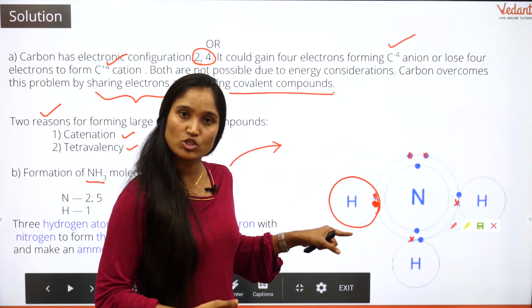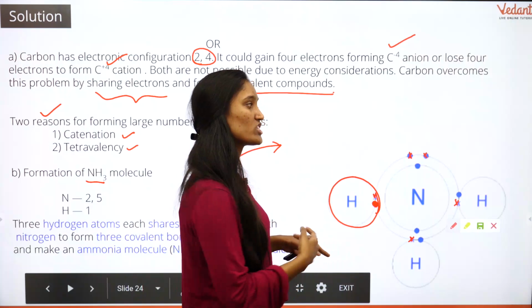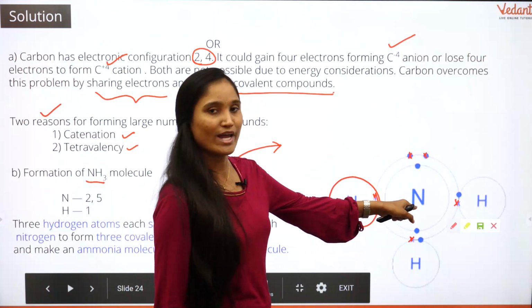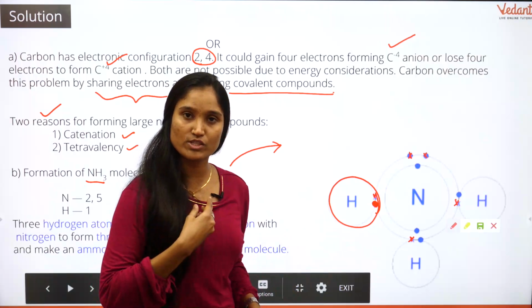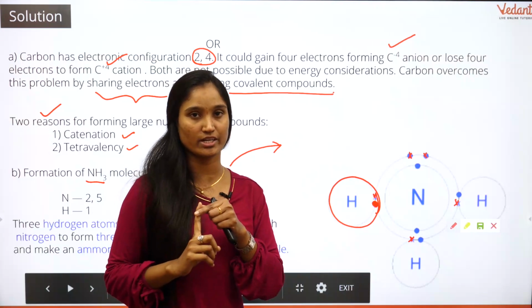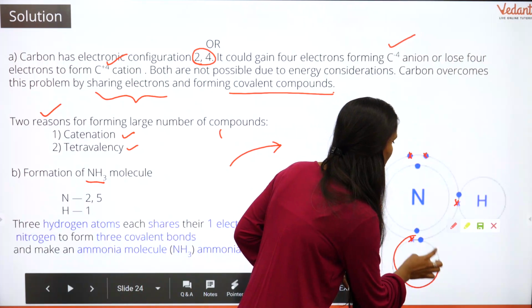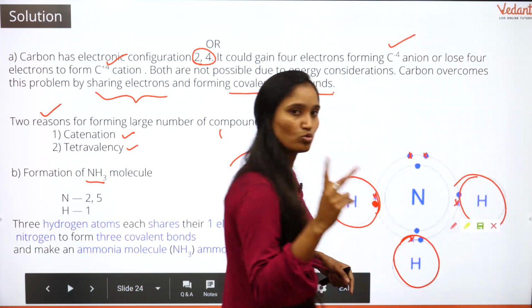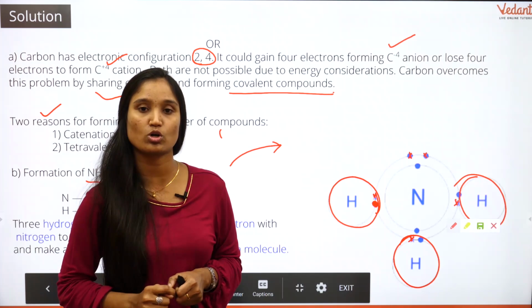Look at hydrogen, it has got a duplet and it has attained stability, so it will not be interested anymore to share further electrons. But now nitrogen doesn't have enough. It has 5 electrons in the last shell of its own, plus 1 electron for sharing, so totally 6. It needs 2 more, so it will be sharing 2 more electrons with 2 more hydrogens, as a result of which it will have octet configuration.